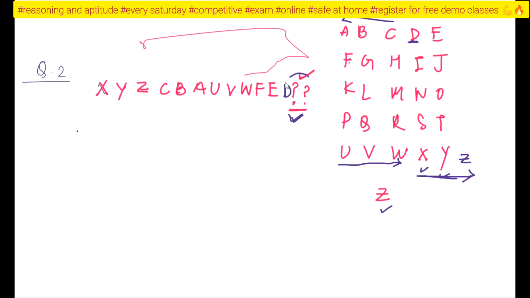Now they are moving again in the forward direction from the lower portion. So it will be what? RST. Next is R. So my answer will be D and R. Is this okay? Answer will be D and R.